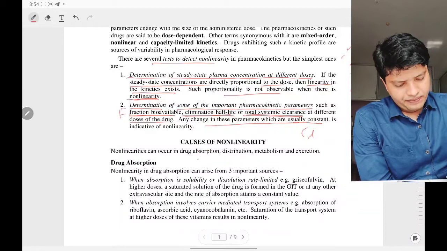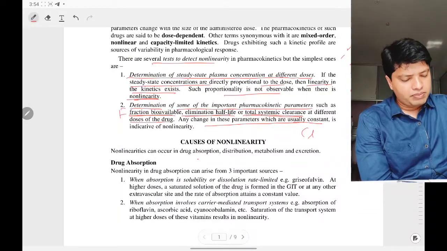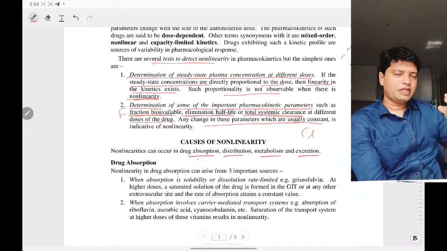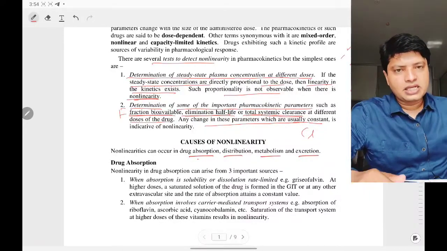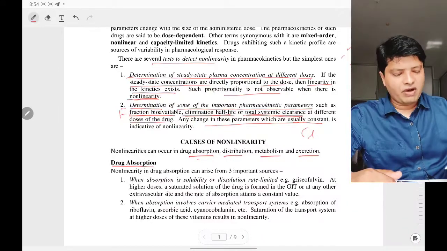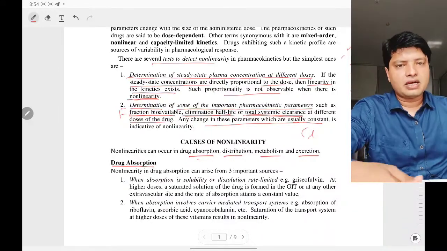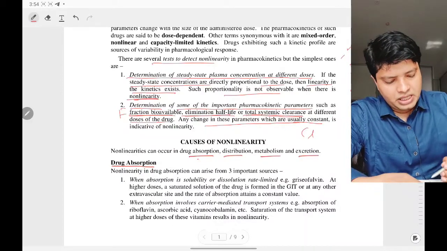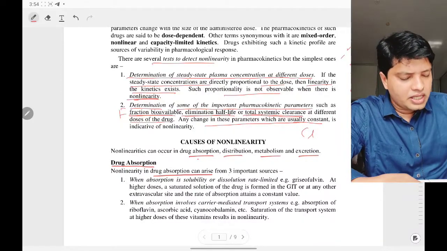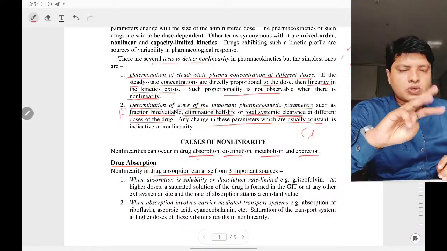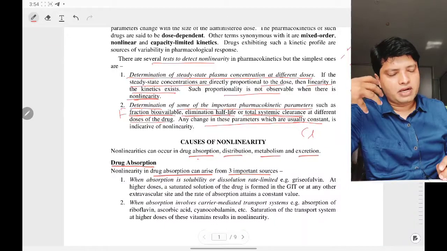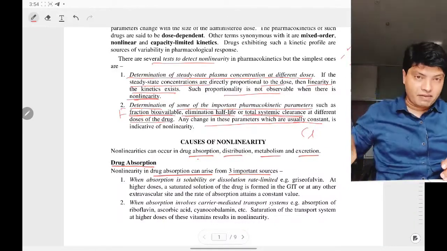Okay. Now here, it can occur due to absorption, distribution, metabolism, excretion. So in terms of this, we will try to see why the drug is following non-linear pharmacokinetics. So in case of absorption, we will see what is the reason the drug follows non-linear pharmacokinetics. The non-linearity in drug absorption can arise from three sources. What are those reasons in case of absorption?